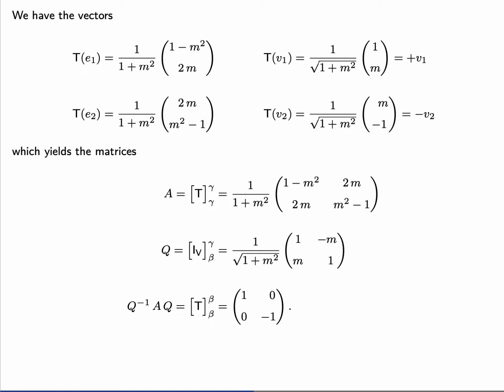Finally, we can compute the product Q inverse AQ, which of course is just the matrix representation going from beta to beta. Here, we just have to take a look at what happens when we transform T of v1 to v1 and T of v2 to negative v2. Well, this of course corresponds to a diagonal matrix where the plus 1 in the upper left corresponds to the fact that T of v1 is positive v1, and the minus 1 in the lower right corresponds to the fact that T of v2 is negative v2.